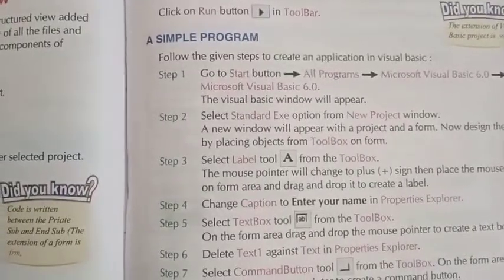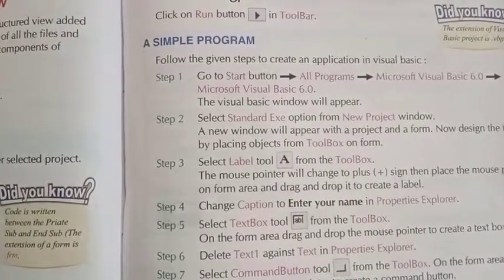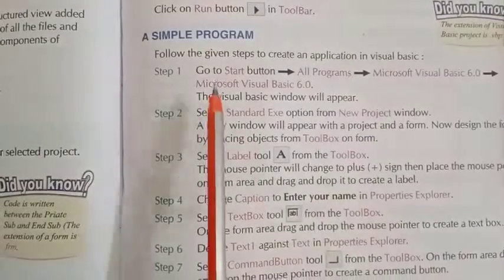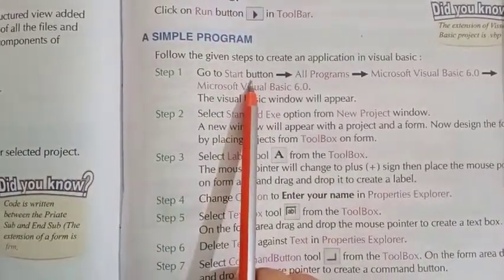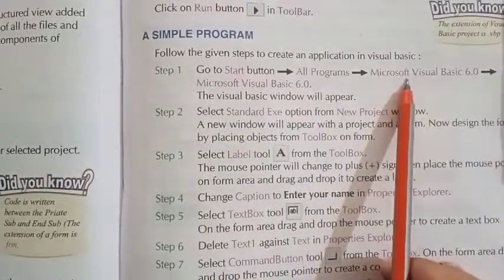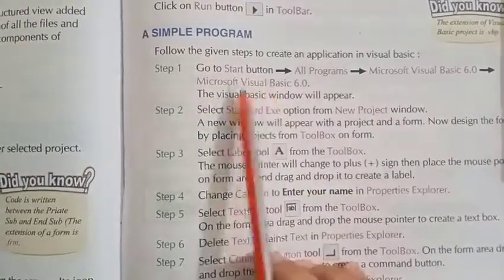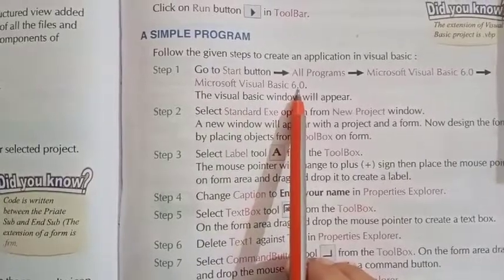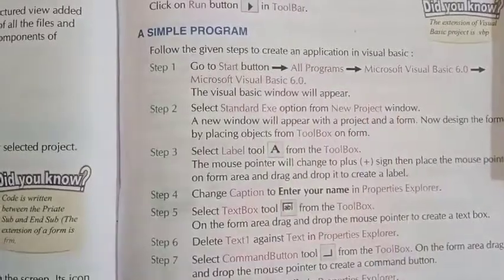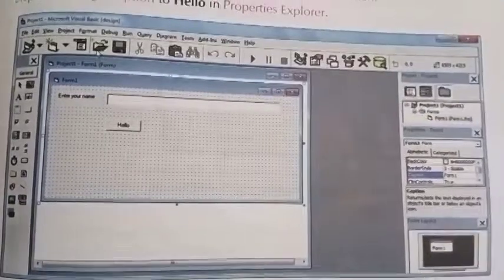Continuing with Visual Basic, in this video we are going to learn about the creation of a simple program in Visual Basic. The first step is to go to the start button, click on all programs, then you will get the option of Microsoft Visual Basic 6.0. Click on that, and again you will get the same option of Microsoft Visual Basic 6.0. Click on that. As soon as you click, a Visual Basic window will appear, and the window looks something like this.